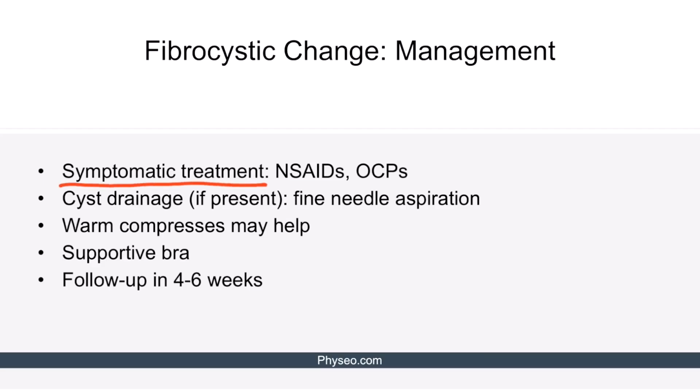Symptomatic treatment of fibrocystic change includes non-steroidal anti-inflammatory drugs and oral contraceptive pills. If present, cysts can be drained via fine needle aspiration. Warm compresses and supportive bras may also help with the pain. Patients with cysts should be followed up in 4 to 6 weeks for reevaluation.